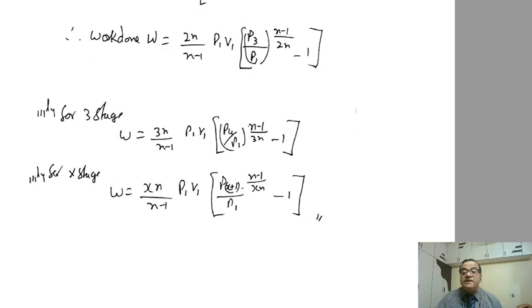Similarly, for x stages, this will be xn/(n-1) P1 V1, and here the delivery pressure is P(x+1), so [(P(x+1)/P1)^((n-1)/xn) - 1]. So this is the derivation for two-stage air compression or multi-stage air compression with perfect intercooling. This is the part I have completed. In the next class, we'll learn about problems on the reciprocating compressor. Thank you.